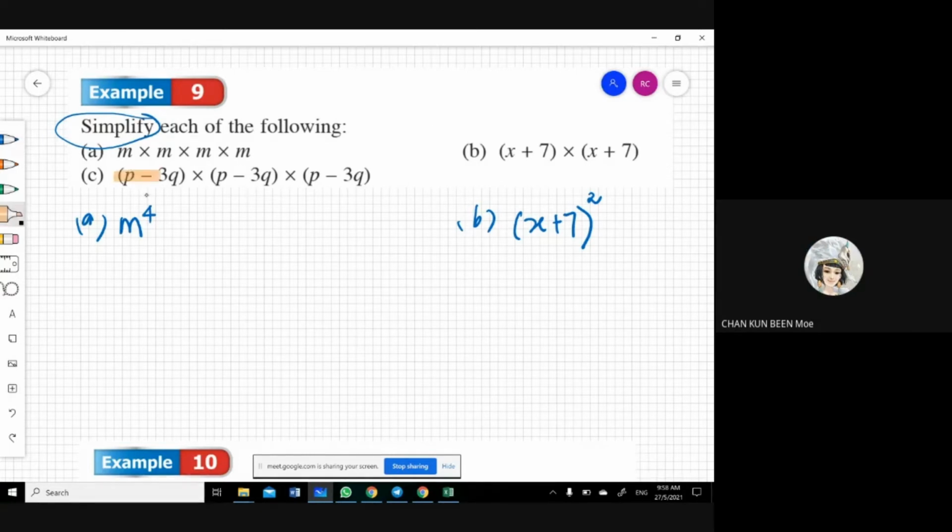P minus 3q multiply by P minus 3q. So when we multiply 3 of them, it means we have P minus 3q in bracket. How many times is it, to the power of what? Correct, 3. That's the answer.